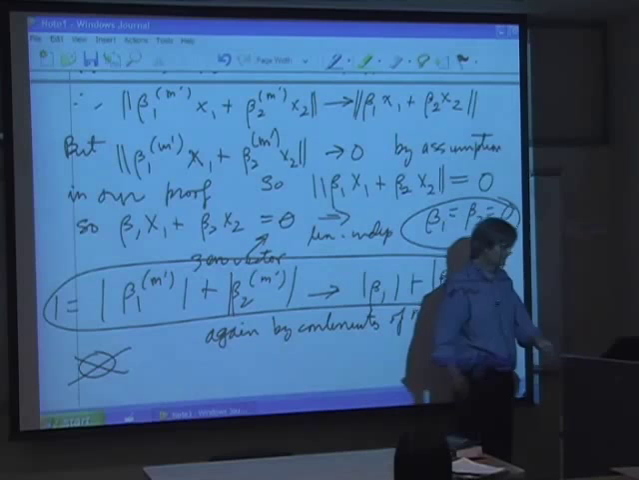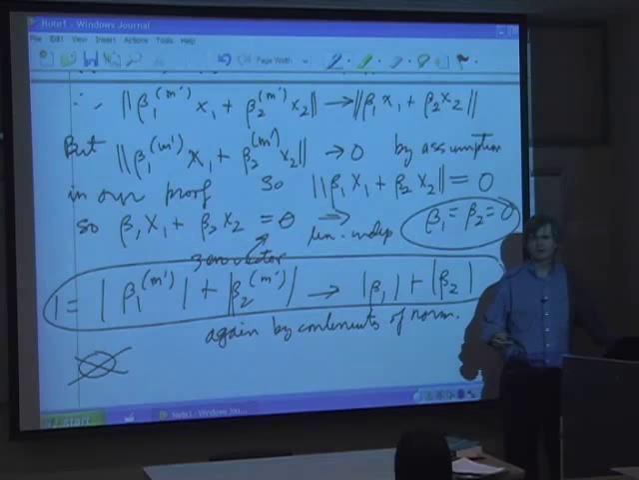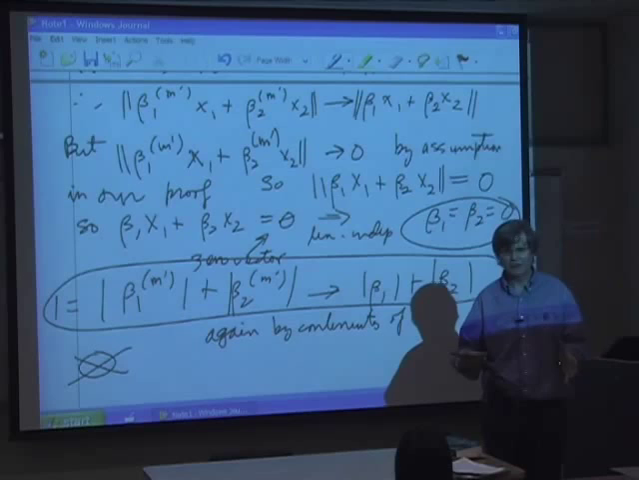Okay? And what we'll do is then we'll get the compactness criterion for any finite dimensional normed space. Any finite dimensional normed space will be compact. The whole space won't be. Any subset of a finite dimensional normed space will be compact if and only if it is closed and bounded. That's going to be the standard result.